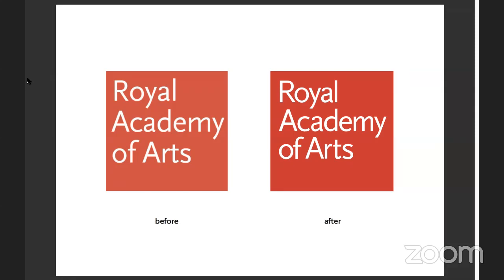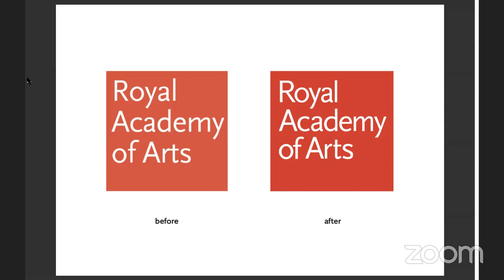So the Royal Academy really wanted every publication to be set in Scala, and they wanted to use it for their logo as well. But something was not satisfactory, and after they changed it this way, when you look at it more carefully, not only is the capital letter R much larger, but the lowercase letters are more or less the same.